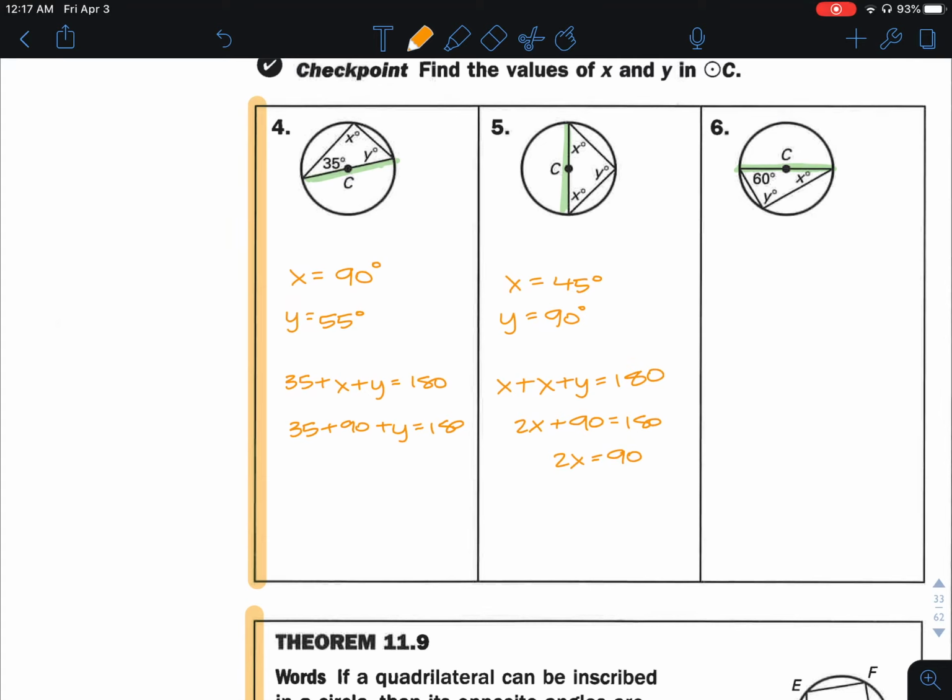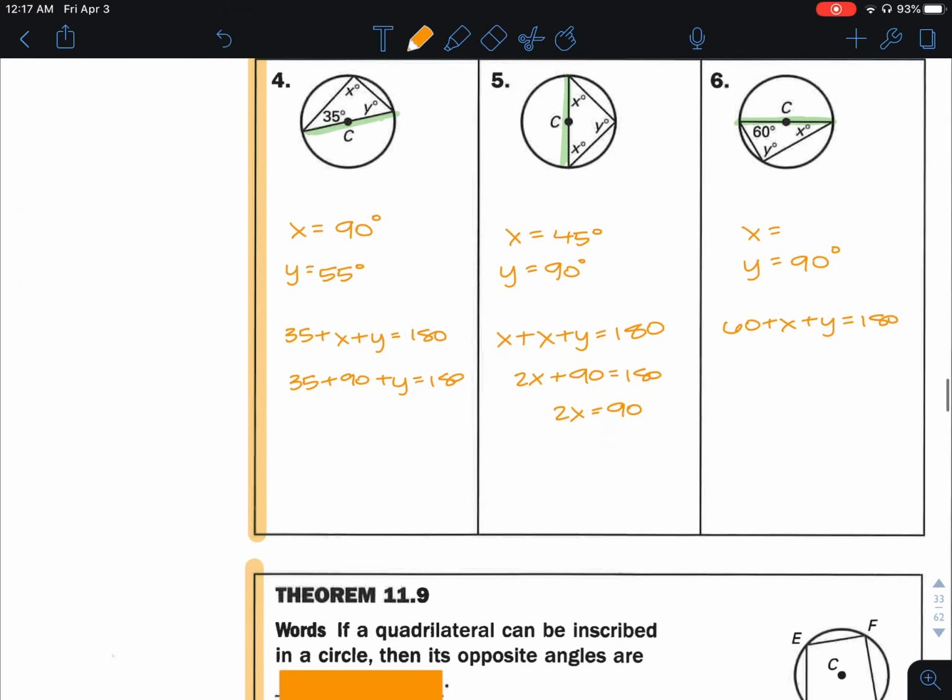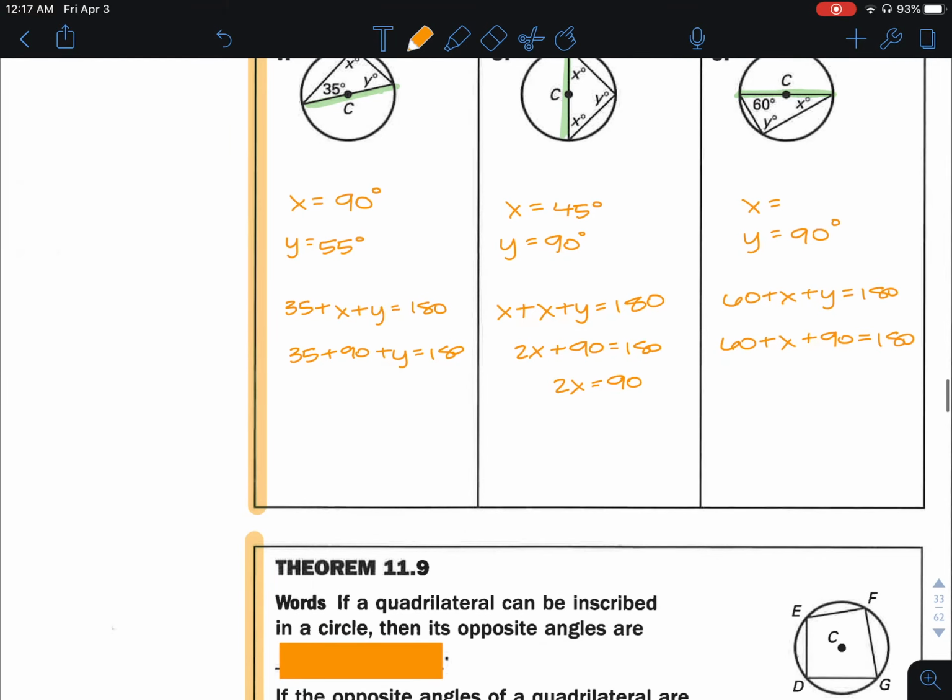Number 6, I'm going to go a little bit faster. So x equals, y equals. We can see based on my picture that y is across from my diameter, or the green line, so that one has to be my 90 degrees. Let's set up my equation to solve for x. I get 60 plus x plus y equals 180. 60 plus x plus, I know my y is 90, equals 180. When I combine like terms and solve for my x, I get x to be 30 degrees.